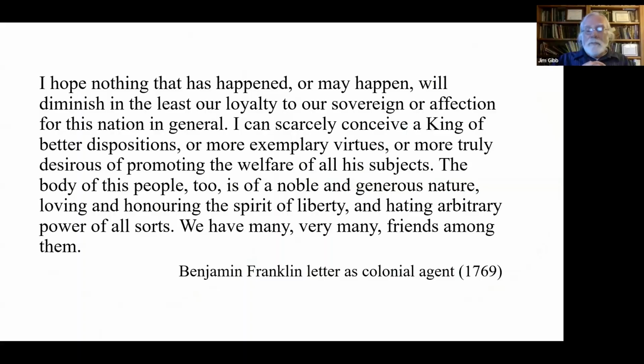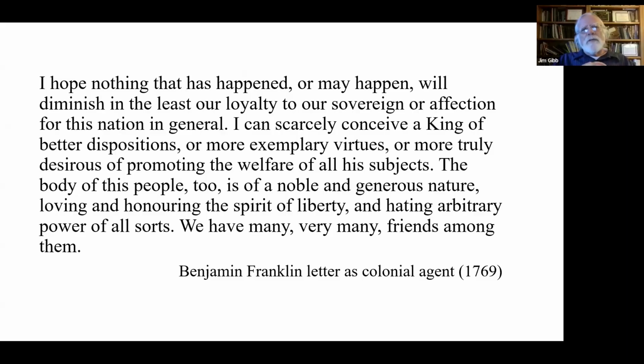And initially, some of the major patriots of the Revolutionary War at this time are still hoping for reconciliation with the crown. So this is from a letter from Benjamin Franklin, who at the time was an agent for Massachusetts Bay Colony, essentially a lobbyist.